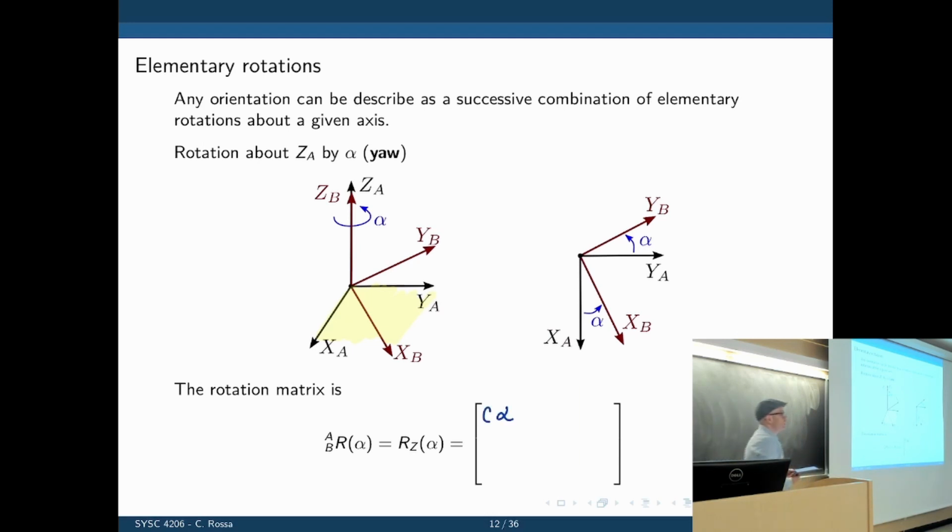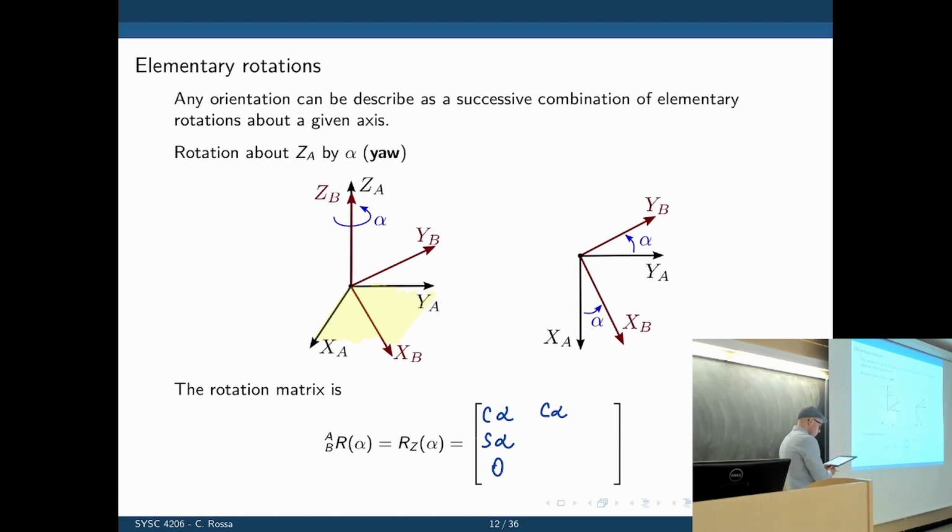Second element, XB on YA, sine of alpha. Yeah? And XB on ZA is 0. YB on YA, cos alpha.